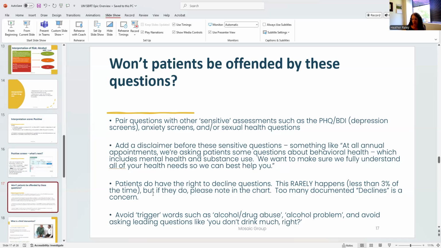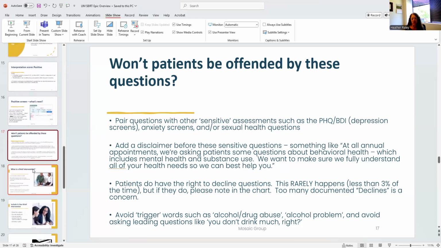Also, avoid some trigger words. We notice when people take the liberty to reframe the questions on their own, they may use words that are not recommended, like, do you have any problems with drug or alcohol? Or do you suffer from drug or alcohol abuse? Avoid leading questions like, you don't drink too much, right? Using trigger words like abuse or problem will often deter a patient from answering the questions.